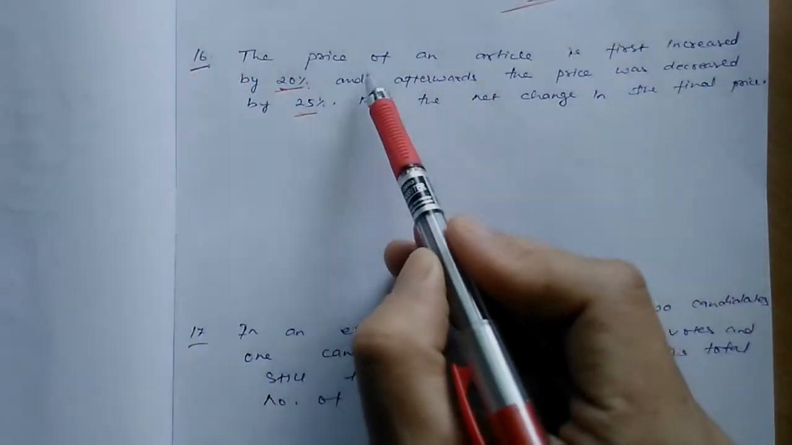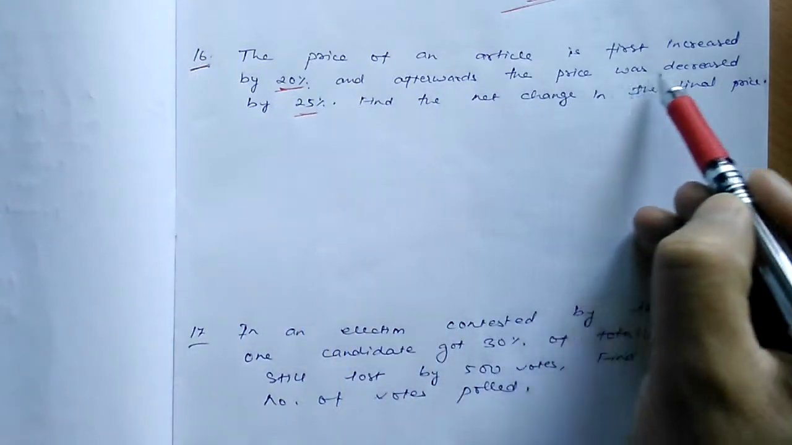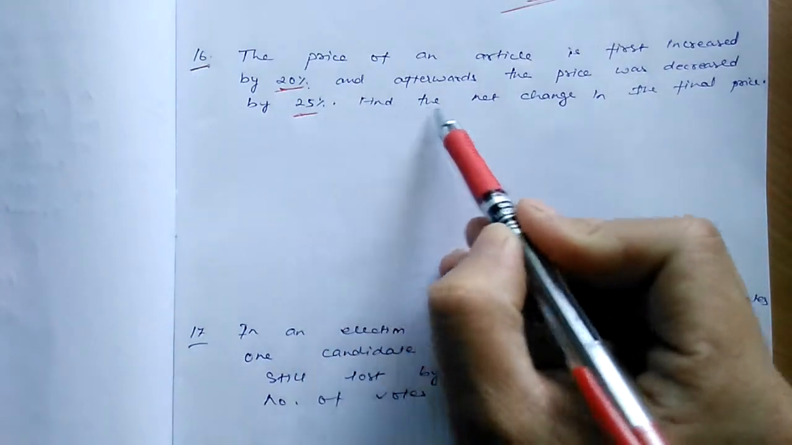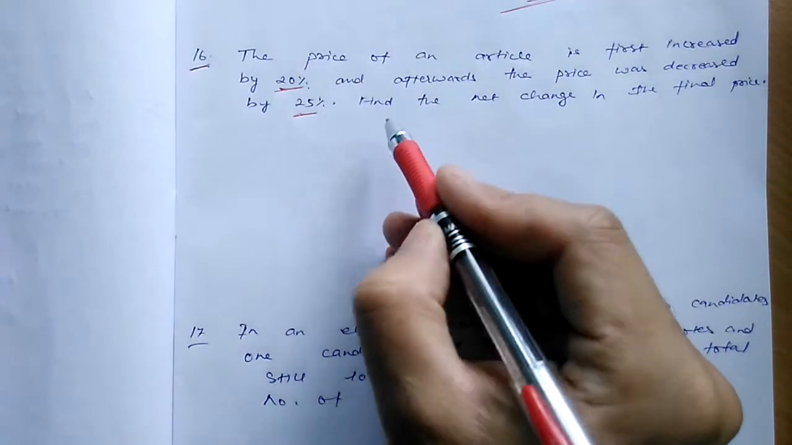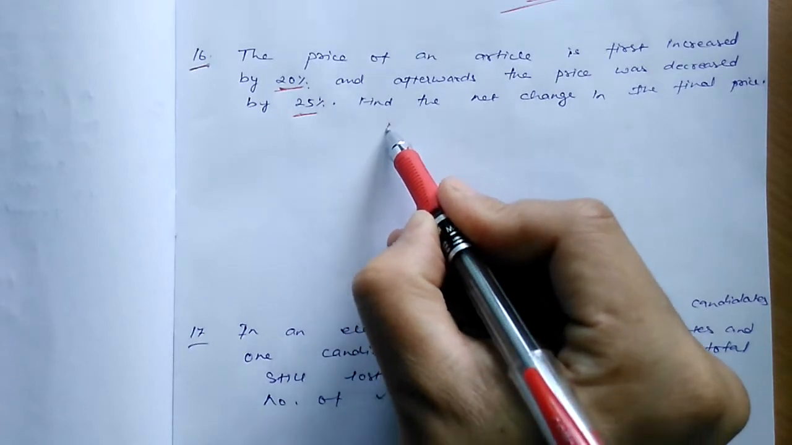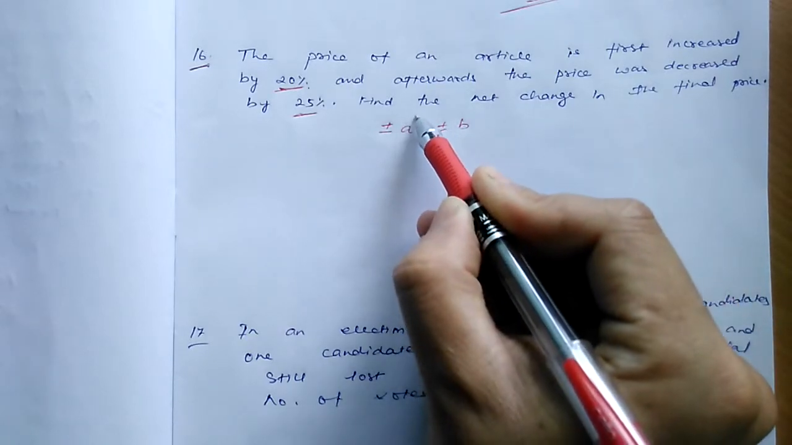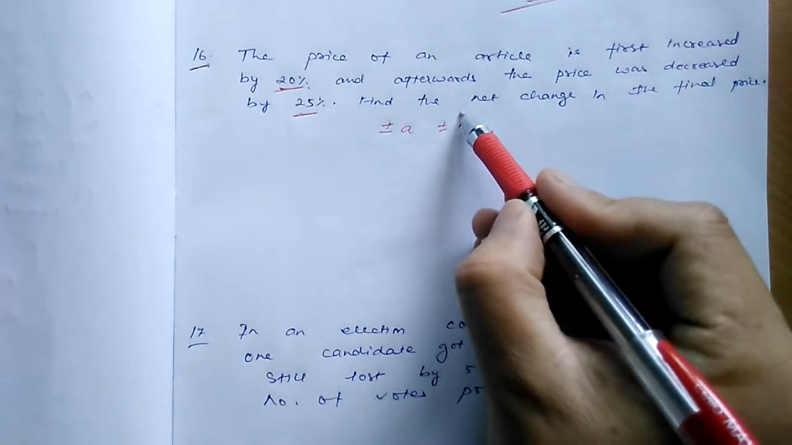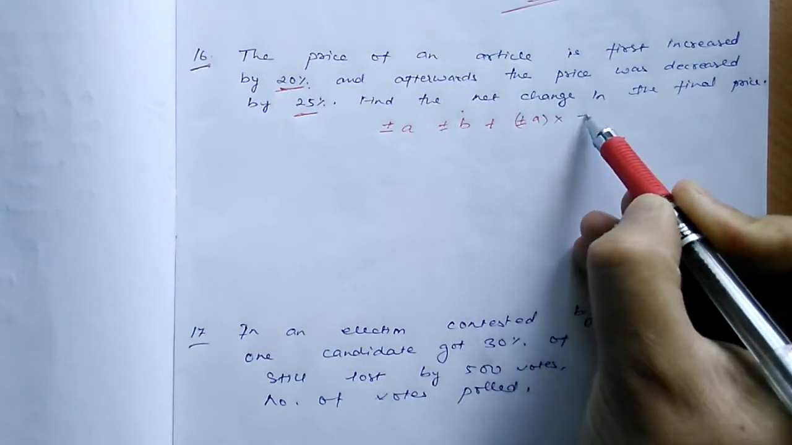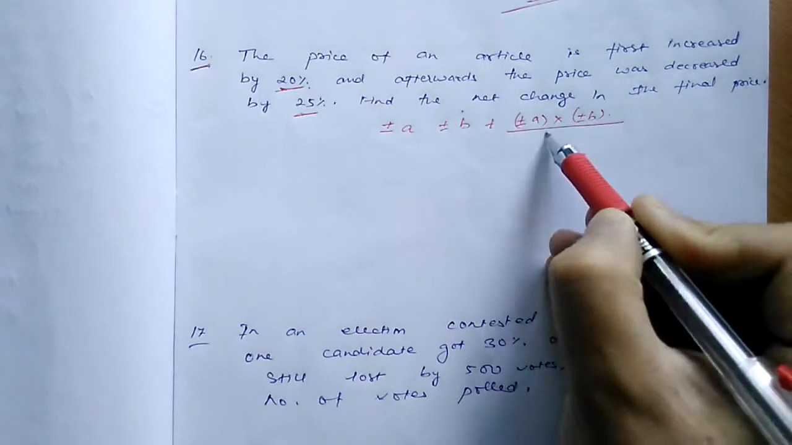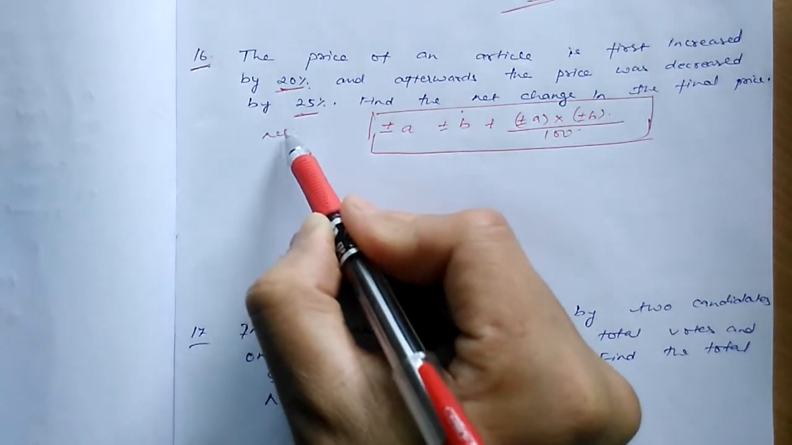16th question. The price of an article is first increased by 20% and afterwards it is decreased by 25%. Find the net change in the final price. In this type of question, when there is an increase and decrease, we will take a formula: plus minus A plus minus B, where this is the first increase or decrease, this is the second increase or decrease, plus minus A into plus minus B divided by 100. So this is the net change formula.